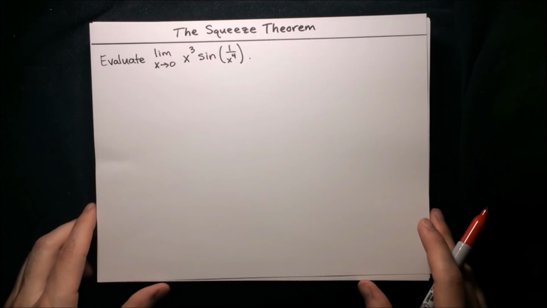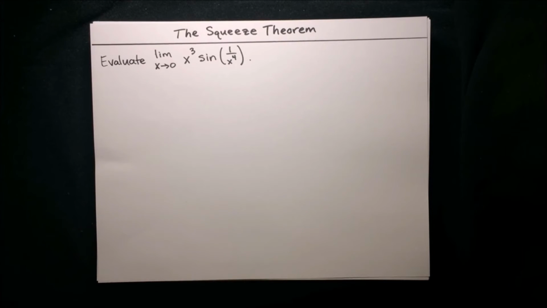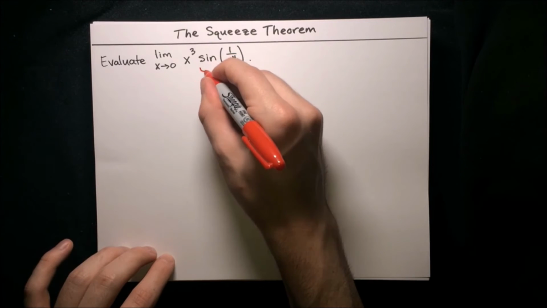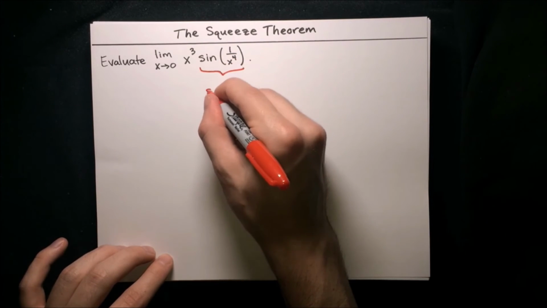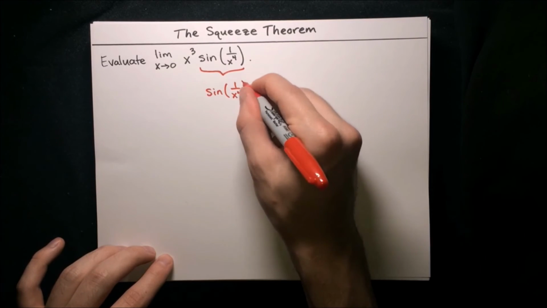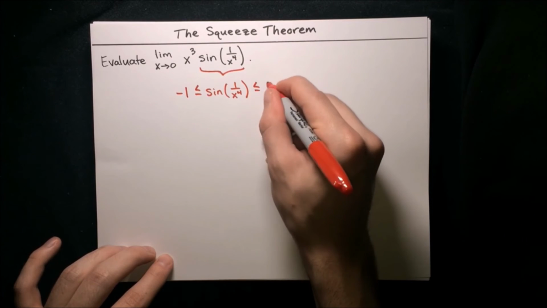Now we want to evaluate the limit as x approaches 0 of x cubed times sine of 1 over x to the 4th. So our first goal is to bound this function somehow. And when we think of bounds, the sine part jumps out at us, because we know that sine of any number, including 1 over x to the 4th, whatever number that may be, has to be between -1 and 1 inclusive.